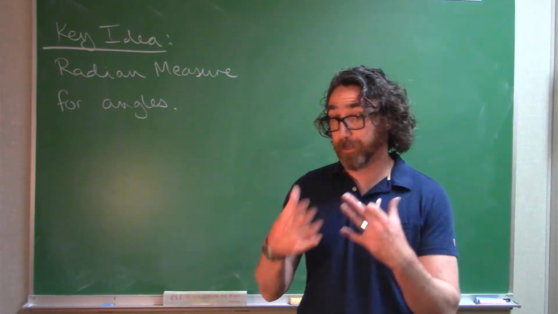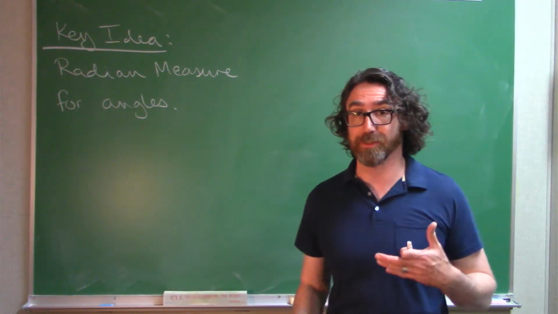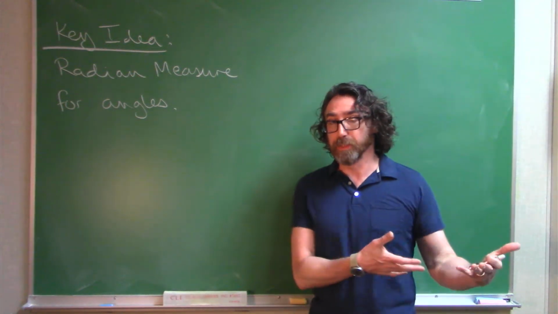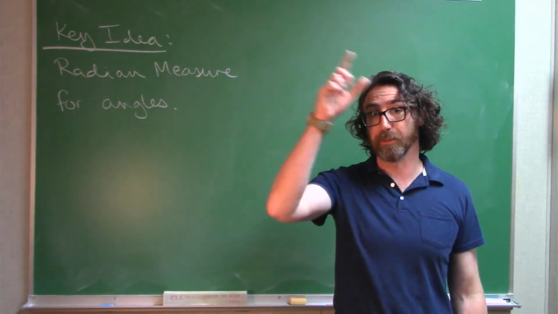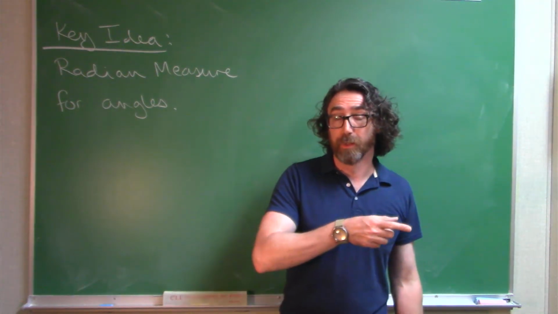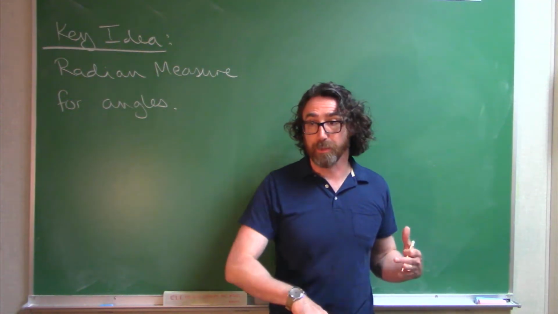In this video I wanted to talk about the idea of radian measure for angles. Up to this point in our course we have discussed angles using degrees to measure the angle. So a 360-degree angle corresponds to a full rotation ending up back where you start.